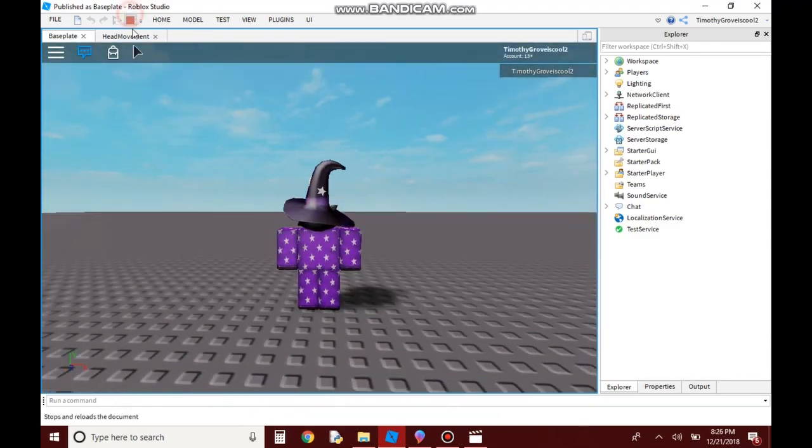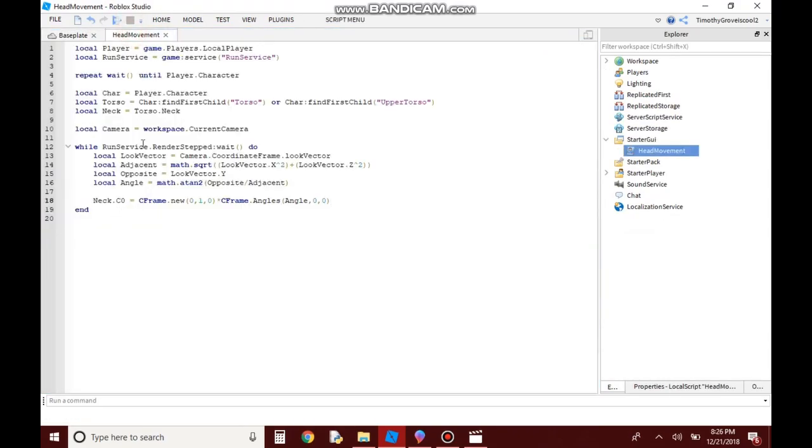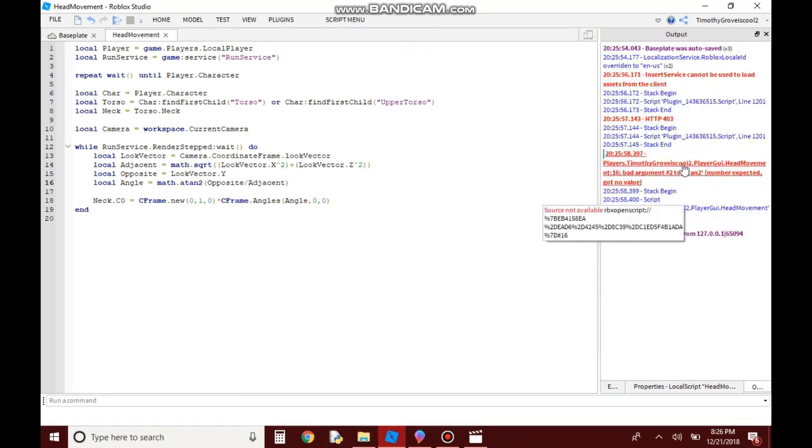Oh, what? What did I do wrong? Okay guys, I looked at the output, and what we did wrong was right here. We did divided by. It's supposed to be opposite and then comma adjacent, since it's a function. I totally forgot. So it should work now.